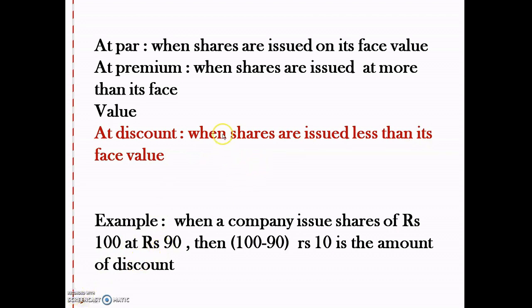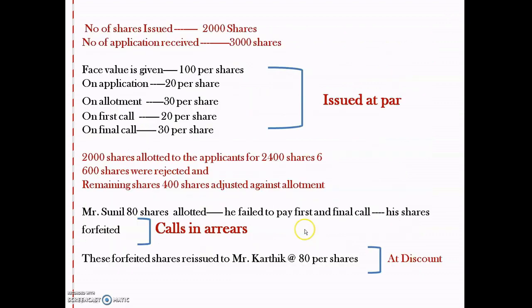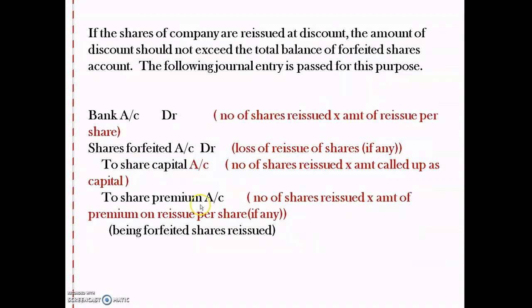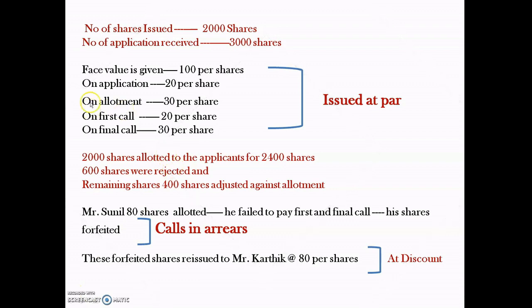In that situation, we can say the shares are issued at less than their face value, which means the shares are issued at a discount. In this question, the face value of each share is 100, and at the time of reissue, the company issued shares to Mr. Karthik fully paid at rupees 80 per share. So we can say the shares are issued at a discount.